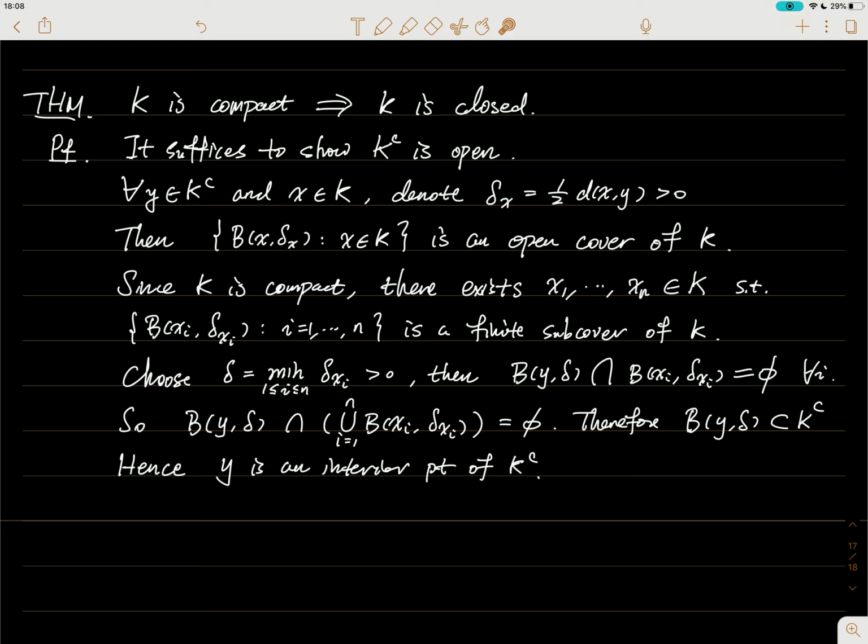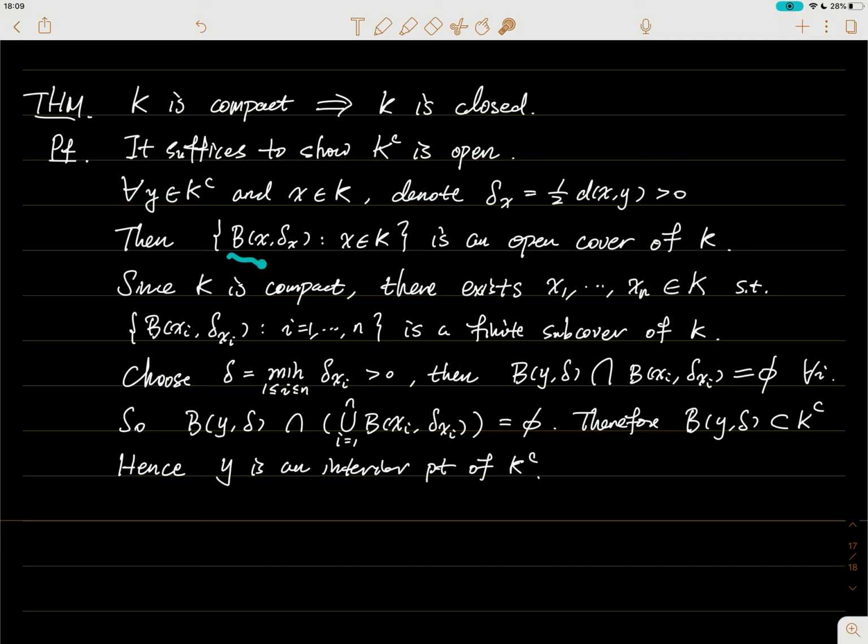Now for this x and delta x, I'm going to form a ball, centered at x with radius delta x. For every point in K, I get this ball. So apparently this is an open cover for the set K, right? Since I get a ball for every point in K, they all together cover this entire K. Because K is compact, this open cover must have a finite subcover.